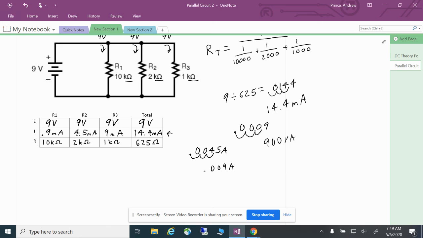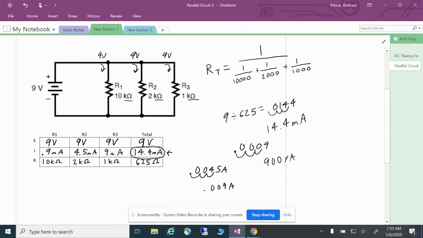And now with all these values, we should be able to add them up to check our work. So if we add 0.9 plus 4.5 plus 9 gives us 14.4 milliamps. So again, starting with the basics, now we got all the tools we need to solve those. So if we look up here, we got 9 volts going down each branch. Now we can see what current was traveling down each one.